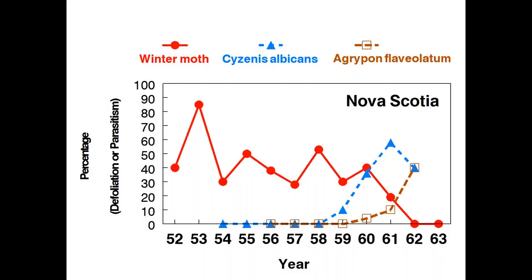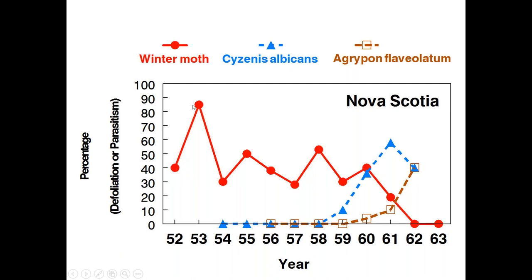So this shows the Nova Scotia story. This is Doug Embry, which I'll show you a picture of in a minute. He introduced both these agents, the fly and the wasp, into Nova Scotia. The fly in 1954 and the wasp in 1956. And the red line shows defoliation by winter moth.